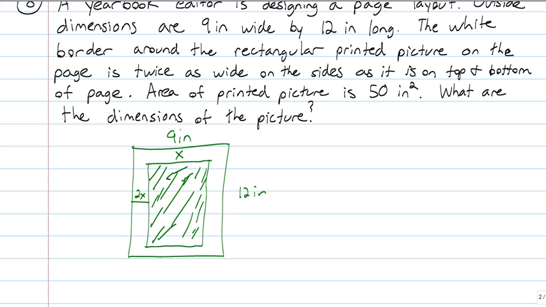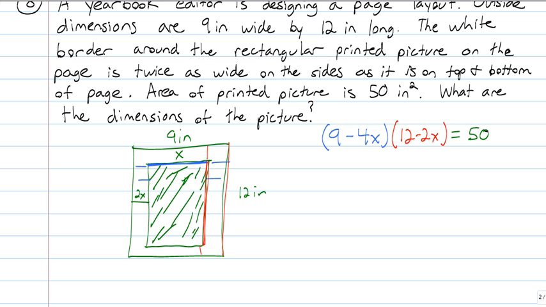Well, hopefully you see that this length right here, the width of the picture, is 9 inches minus 2x minus 2x, because there's a 2x on either side that we're taking away. So we know that the width is 9 minus 4x, not 2x. The other direction, I have this 12 inches long, but I have to take away these two x's so I can get the actual length. So that length is 12 minus 2x. And when I multiply this side by this side, it's a rectangle, you should get the area of that picture. And we know that area is 50.